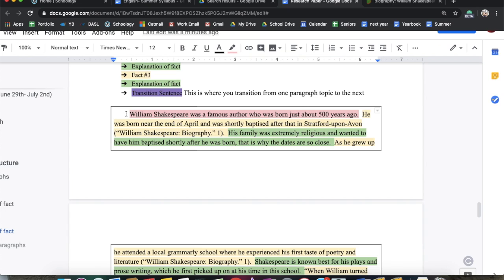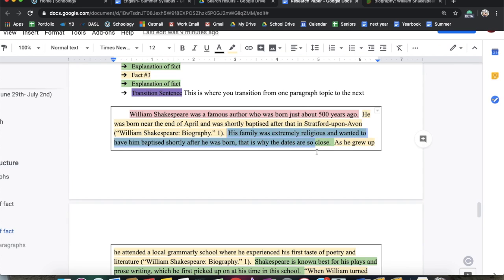You can see here, I'm pretty vague, but I do plan to talk about how he was alive around 500 years ago. My first fact, which is here in yellow: he was born near the end of April and was shortly baptized after that in Stratford-upon-Avon. And then I have my in-text citation. You can see that I did not put this in quotes. That's because I paraphrased the fact that I actually used.